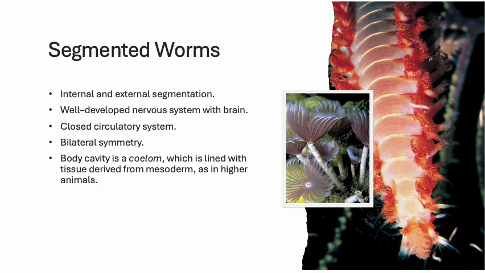They have a well-developed nervous system, a closed circulatory system, and a true body cavity called a coelom, which is lined with mesoderm tissue. These features put them much closer to the complexity of higher animals.